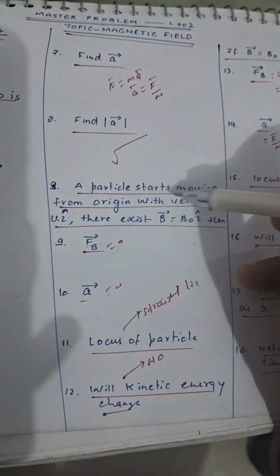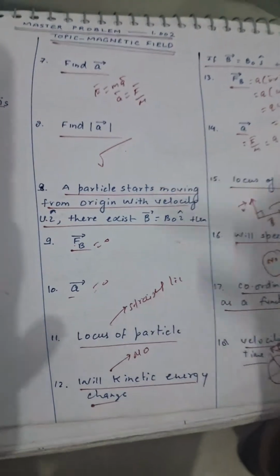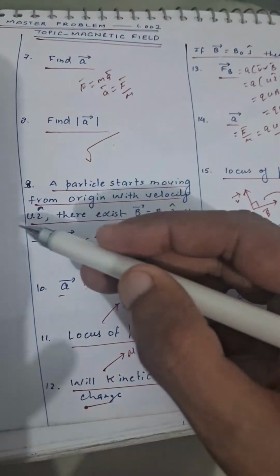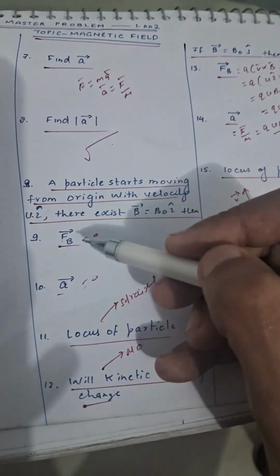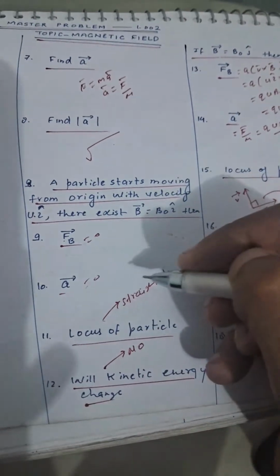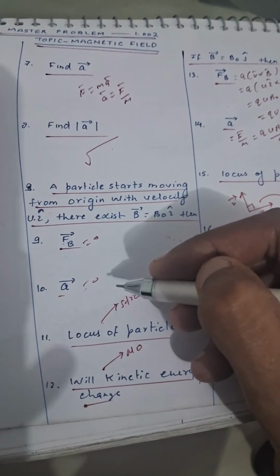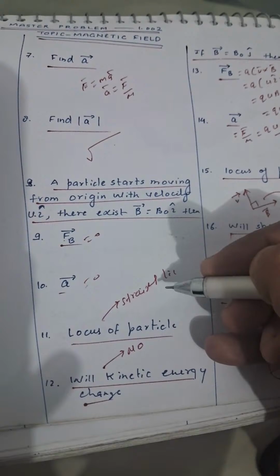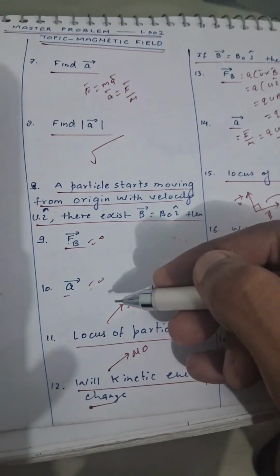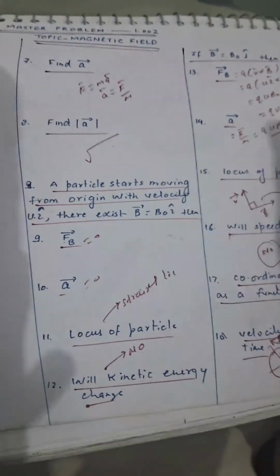Then is a question that a particle starts moving from origin with a velocity u i cap. There exists magnetic field B naught i cap. Then the first question is magnetic force. So since velocity is parallel to magnetic field, magnetic force will be zero as discussed earlier. If magnetic force is zero, then acceleration will also be zero. And if acceleration is zero, velocity will be constant. That means particle will travel in a straight line. So the locus of the particle will be a straight line. Then, will kinetic energy change? Since velocity is constant, that means its magnitude will also be constant. So it will not change.